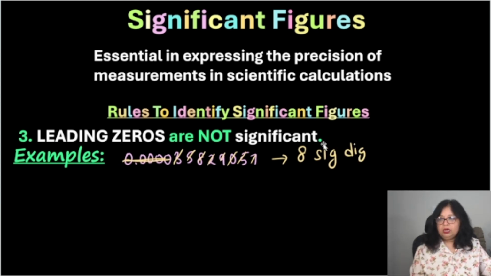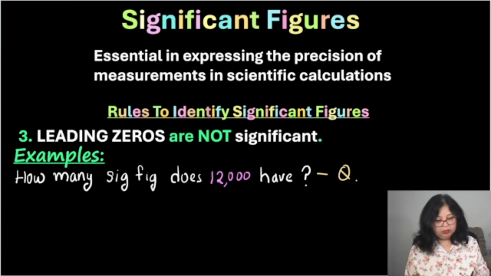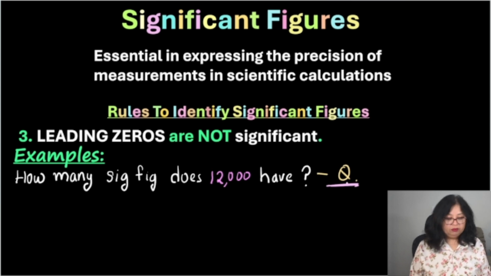So there it is. Leading zeros are not significant. That's our rule number 3. Rule number 2 was captive zeros are significant. And rule number 1 was all non-zero digits are significant. So it's easy. The rules are actually very easy. So here's the next question for you. How many sig figs does 12,000 have?